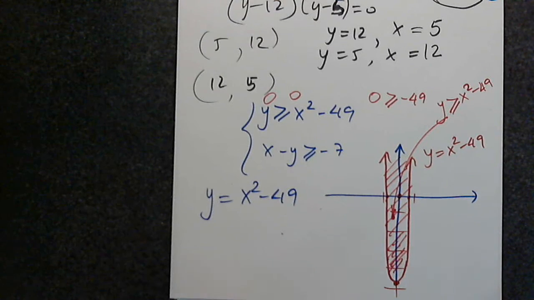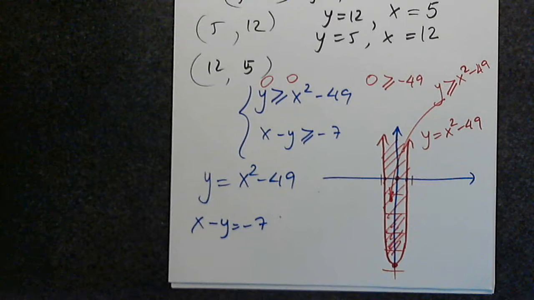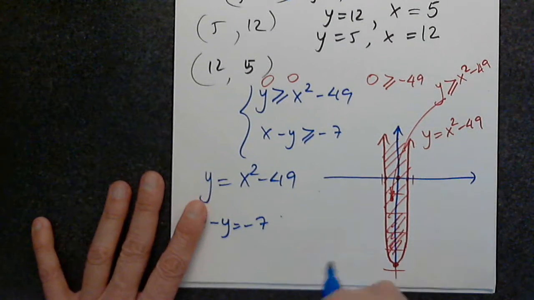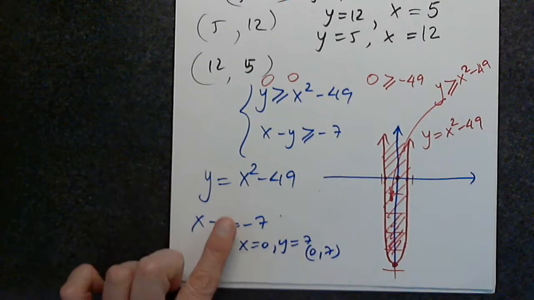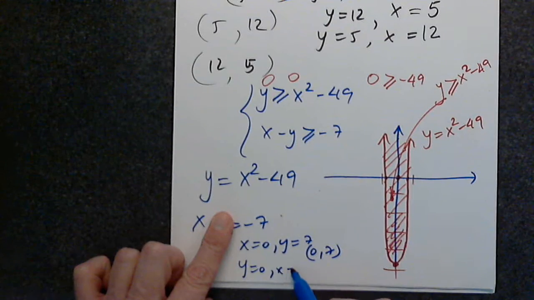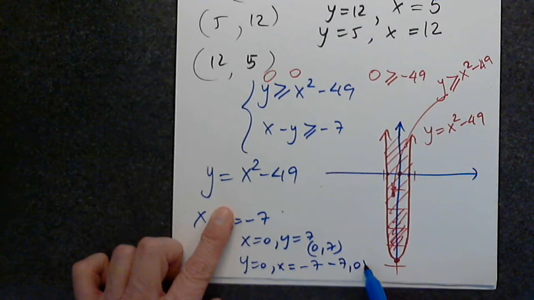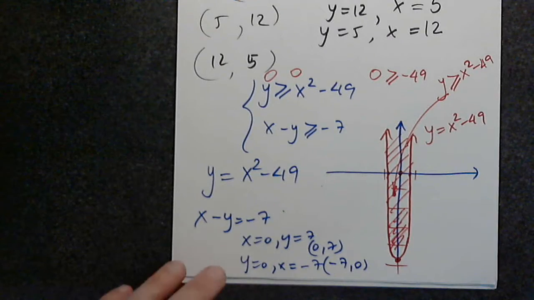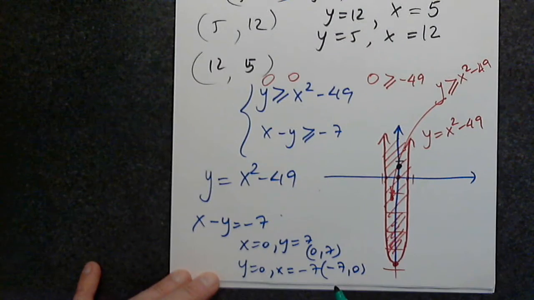I will repeat for x minus y equals negative 7. But this is what type of equation? Perfect. When x is 0. Very good. So 0, comma 7. When y is 0. So negative 7, comma 0. Do I draw it as a solid line, solid curve, or not? 0, 7, and negative 7, 0.